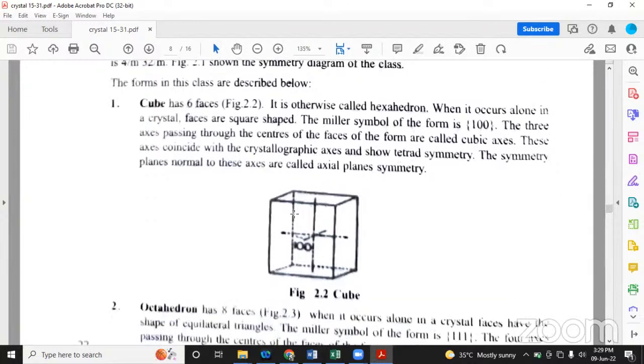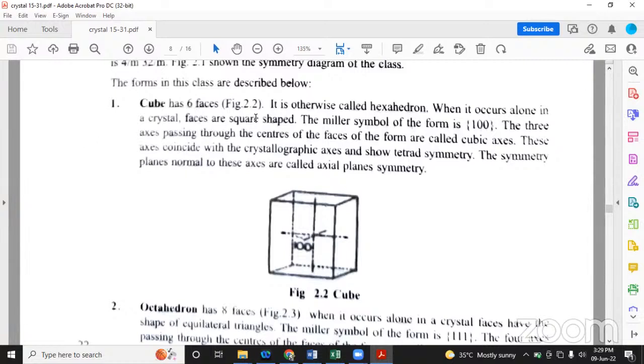There's a cube. The cube has 6 faces: 1, 2, 3, 4, 5, 6. Up and down, left and right, front and back. Okay, 6 faces. It is otherwise called a hexahedron.